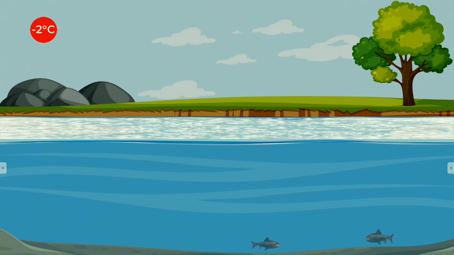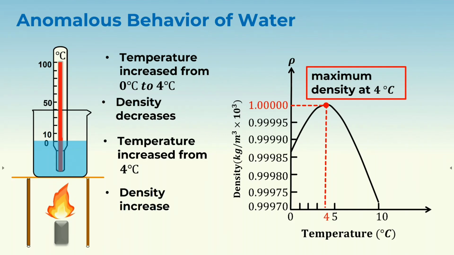I will repeat what happens. If you want, we can explain from here also. If you see, the temperature is falling in the cold countries. When the temperature is falling, density keeps on rising.